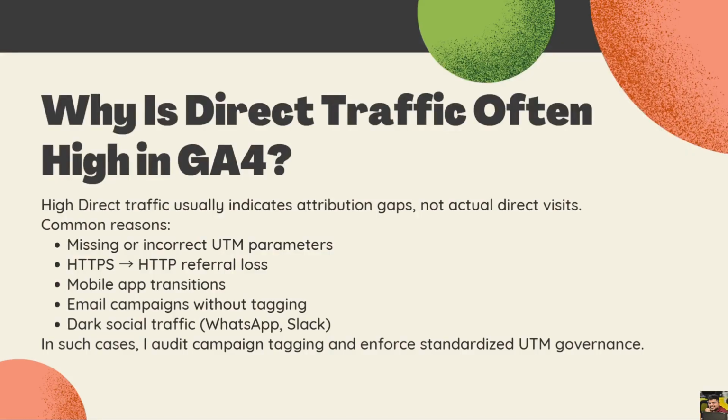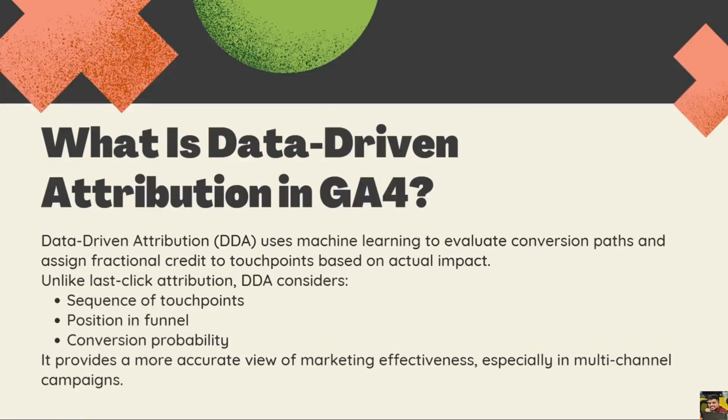Why is direct traffic often high in 𝐥𝐢𝐤? High direct traffic usually indicates attribution gaps, not actual direct visits. Common reasons: missing or incorrect UTM parameters, HTTPS redirected to HTTP referral loss, mobile app transitions, email campaigns without tagging, dark social traffic, WhatsApp, Slack. In such cases, I audit campaign tracking and enforce standardized UTM governance.